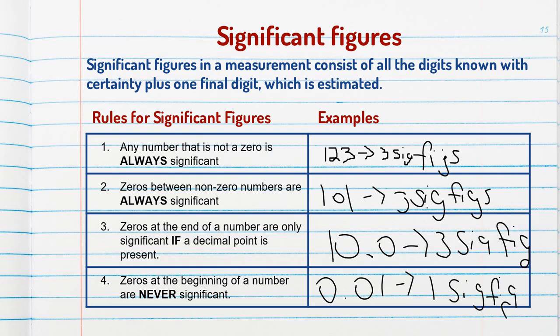So, as you can see here, there is a decimal place. So if I put a 0 back at the end of this, it would be 2 significant figures. But I don't start counting my significant figures until I reach my first non-zero number.